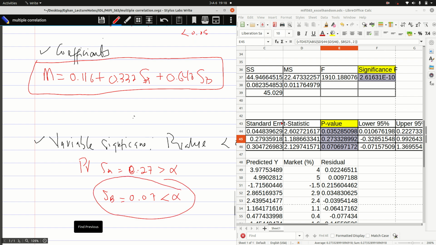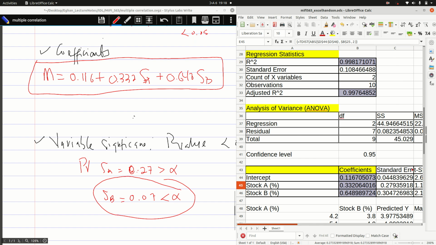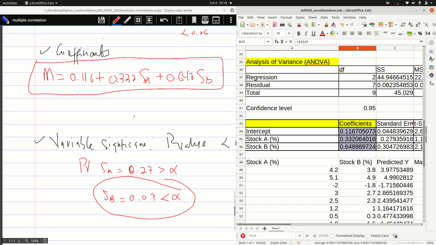Okay, so this is how the p-value for individual variables are interpreted. Even though our model is reliable and then we have 99% variability explained, it means stock B is doing more of the work than stock A. That is what it means.